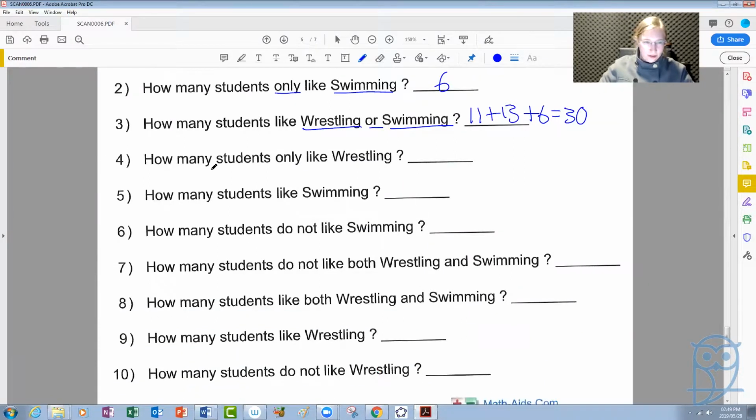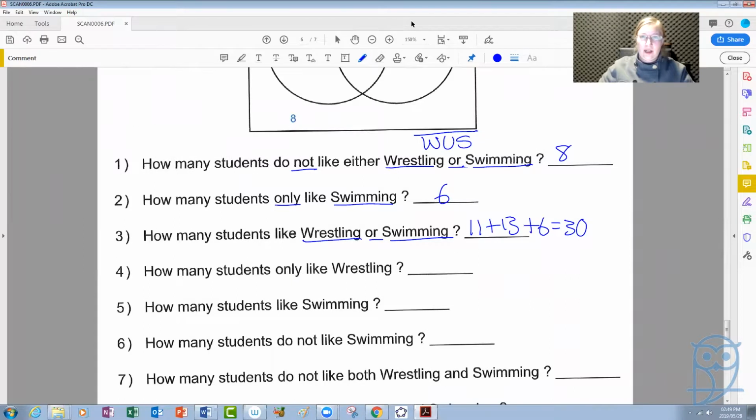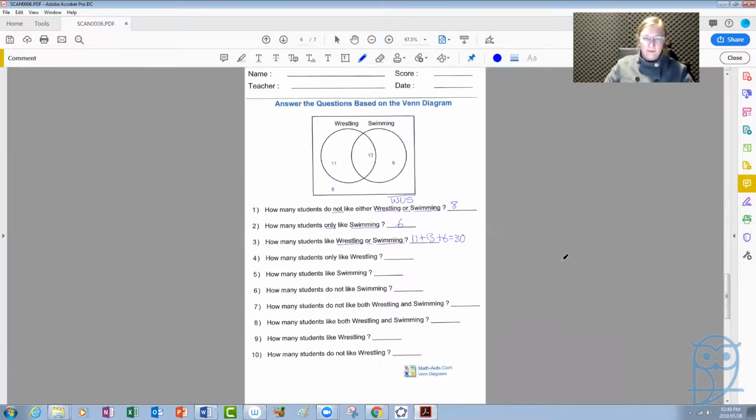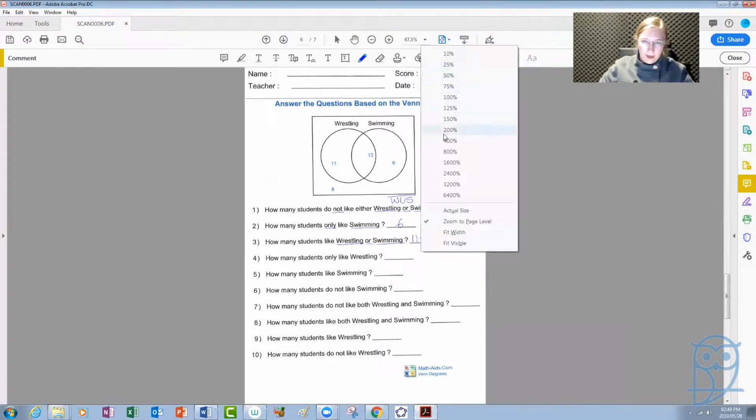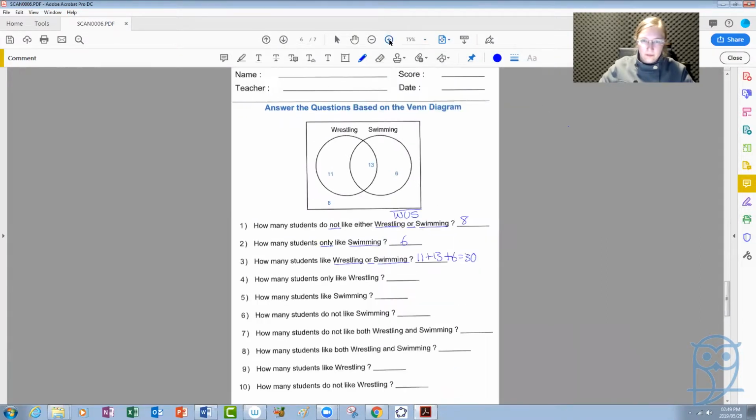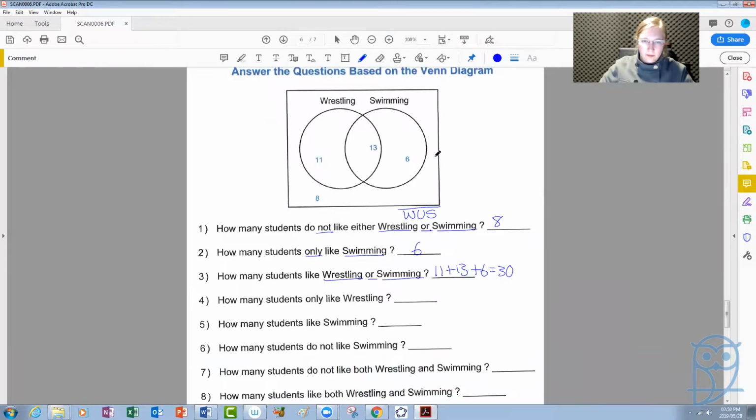So continuing on, how many students only like wrestling? Only and wrestling is the words that we have to spot. So that'll be that 11 students over there.